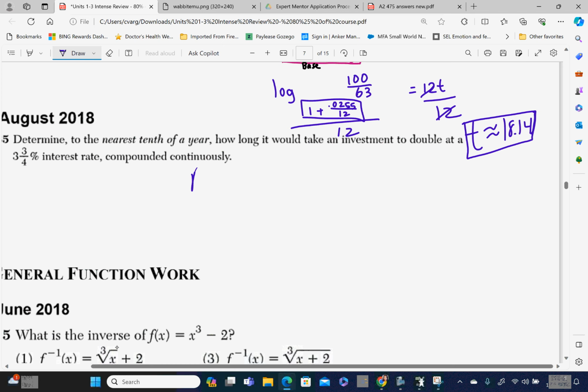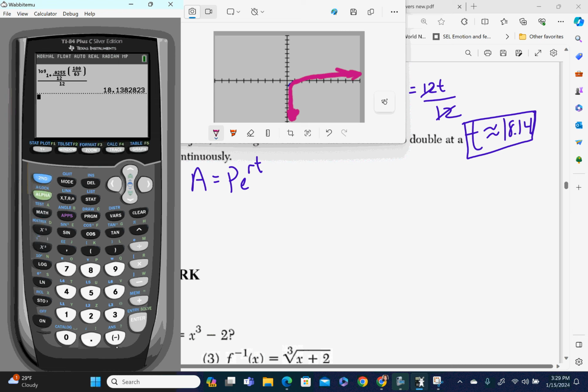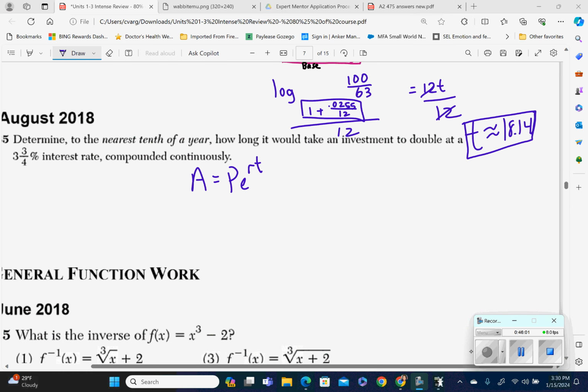All right, so compounded continuously, we talked about this. This is a PERT. First thing to notice, let me get rid of that. There's a lot of things open. So we're not scared of this. We're just plugging stuff in. So to the nearest 10th of the year, how long will it take for an investment to double?